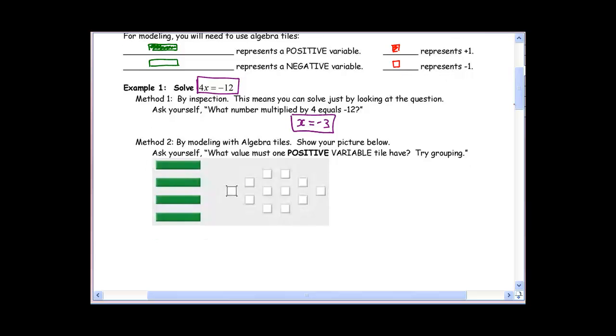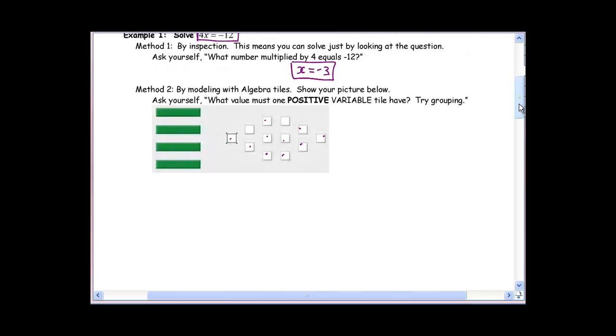So I've already drawn your picture. 4x is your 4 rods, and -12 are your -12 or 12 unshaded squares. So 1, 2, 3, 4, 5, 6, 7, 8, 9, 10, 11, 12. Cool. The key here is to try to group them. So what I'm going to do underneath is redraw the same 4 rods, and please, you do it in your notes as well. So 1, 2, 3, and 4. And your goal is to try to regroup all those small -1s.